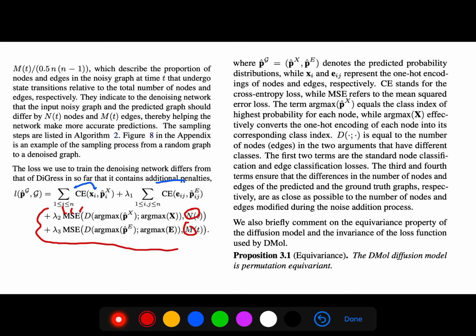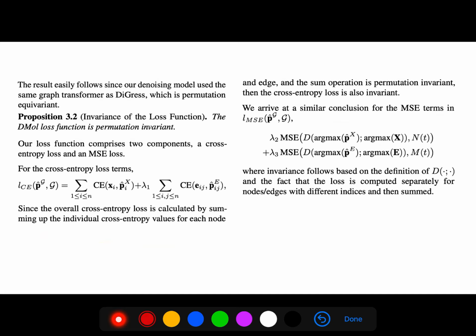So the DMol diffusion model is permutation equivariant. This is the proposition here. The second proposition says that the DMol loss is permutation invariant. And we arrive at a similar conclusion for the mean squared error, that invariance follows based on the definition of D.